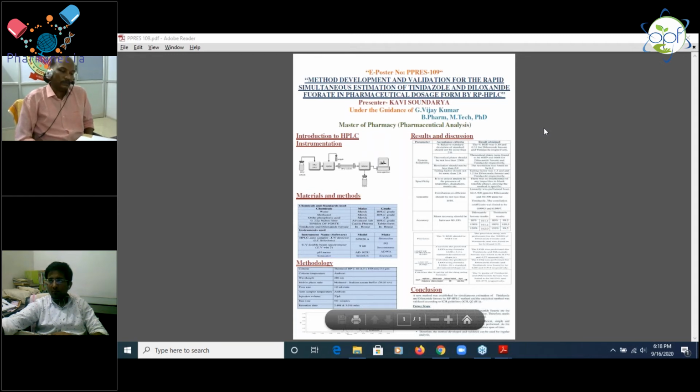Precision. In precision, I injected the standard 5 times, and the percentage RSD for the 5 injections should be less than 2%, which it was. And coming to LOD and LOQ, LOD means calculating the predicted value till where the instrument can detect but not quantify.